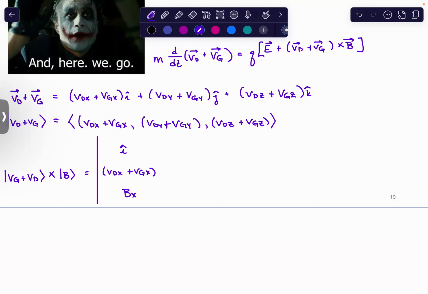Oh, there's the brain pain. So this type of notation is usually used when you're working with matrix vectors.